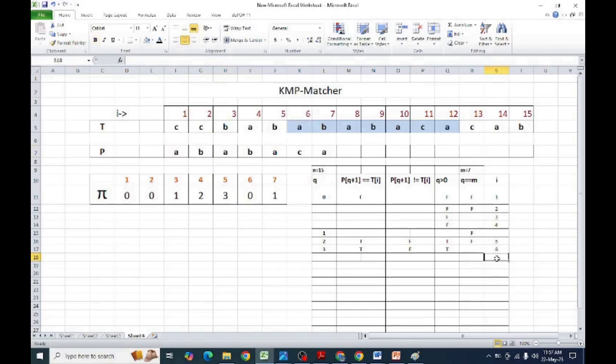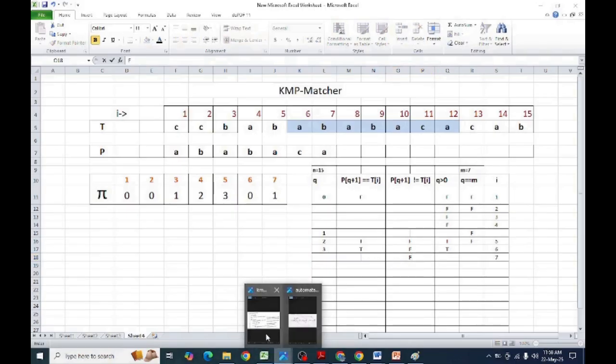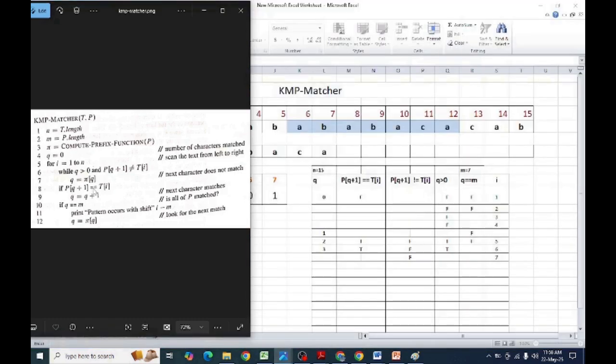Okay, we are taking the next character. I is incremented. I is equal to 7. Then we are checking P of 4. P of 4, this one. P of 4 is B and not equal to T of 7, T of i. So this is false. So the while loop will not work. We are inside the if statement. Here this condition is true.